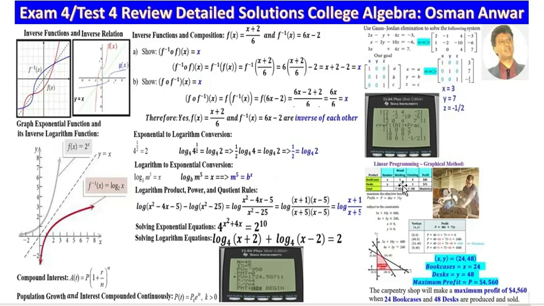From each bookcase, he will make $40 profit. From each desk, he will make $75 profit. That means the objective function is profit equals 40x plus 75y, and this is to maximize this profit.